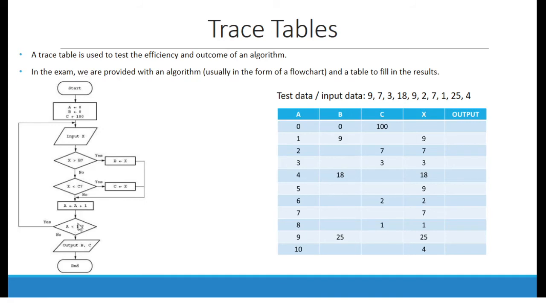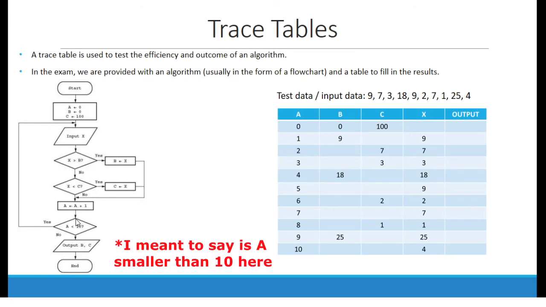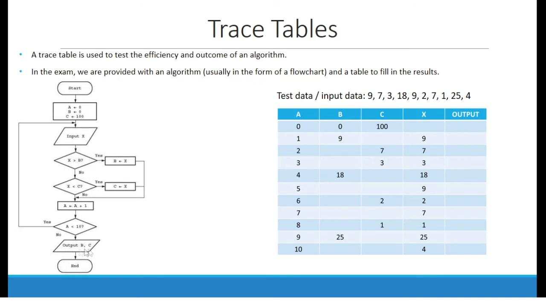Moving one step down. Is a smaller than c? No, since a is 10. So the cycle stops here. We are then required to output b and c, which is 25 and 1. Here, we can see that the results are same even if you filled in the columns at parts where variables remain unchanged.